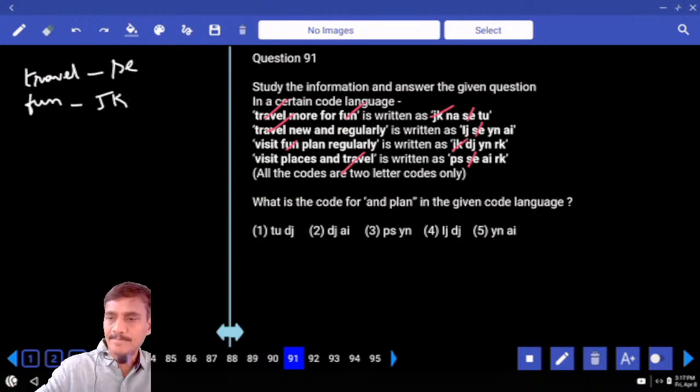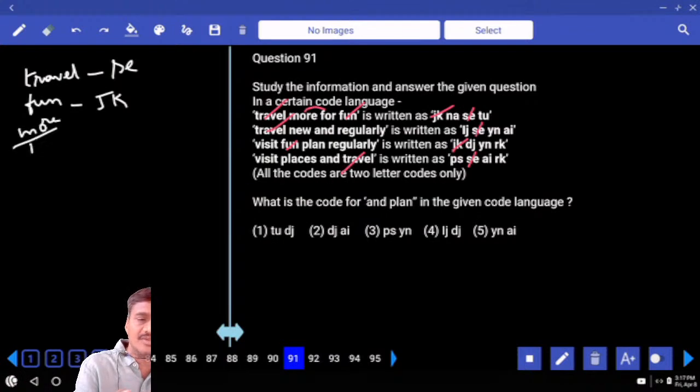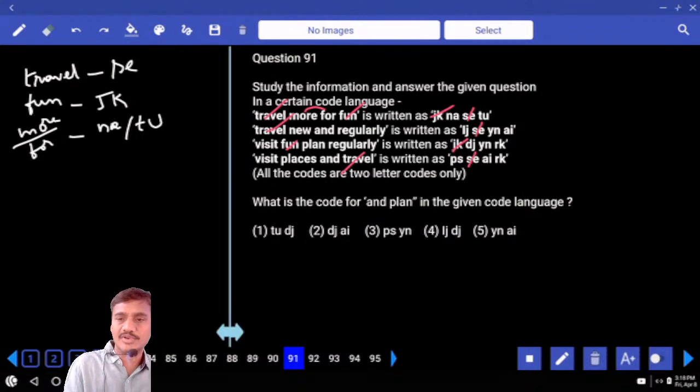And next one, more and for. Now these two words were not repeated anywhere else. So the codes will be NA and TU in any order. Clear? More and for, NA TU in any order.